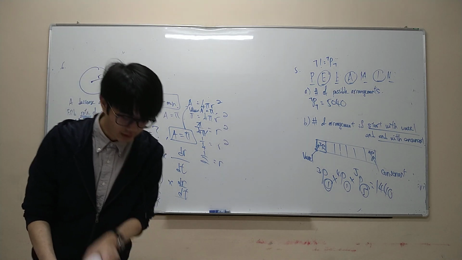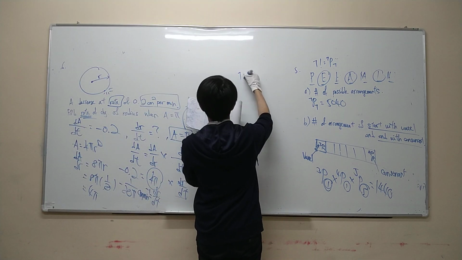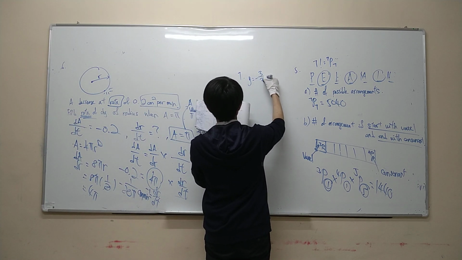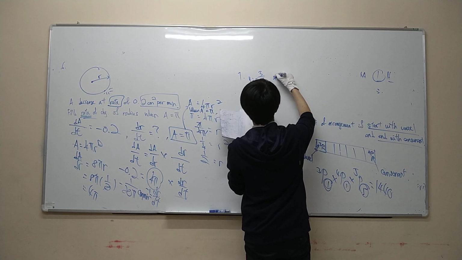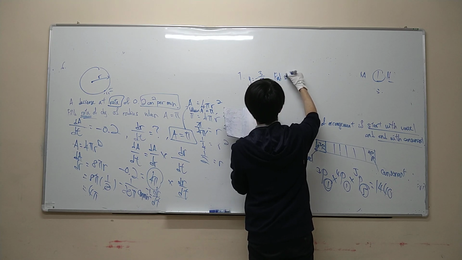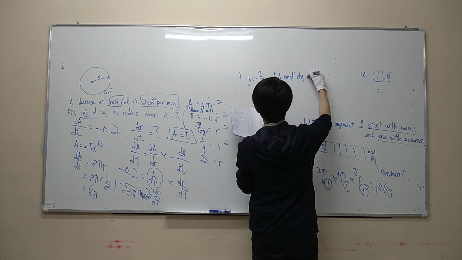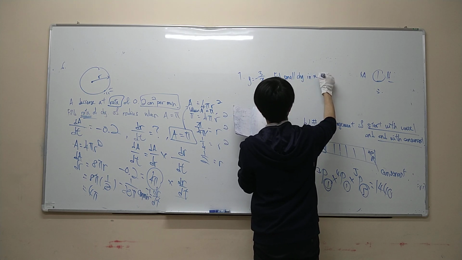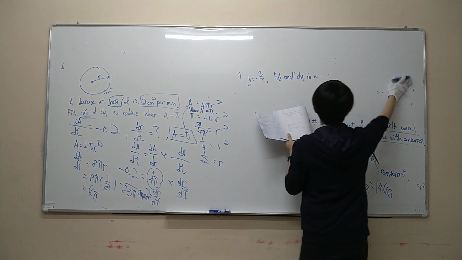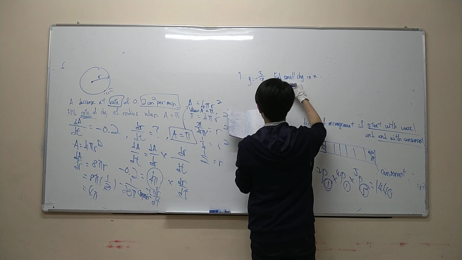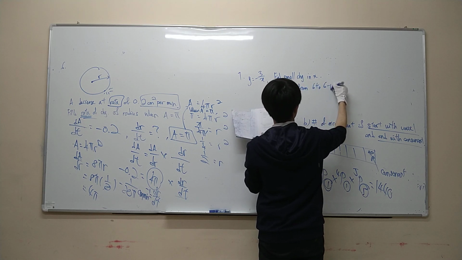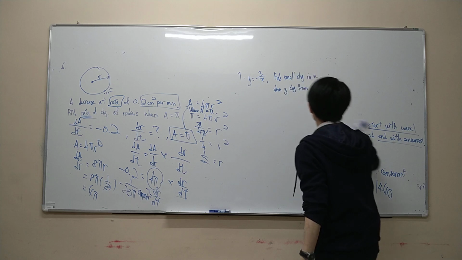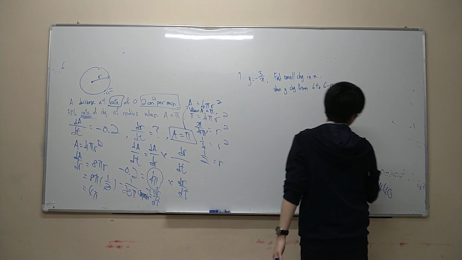Next, number 7. Okay, I roughly salin the soalan first lah. Okay, so find small change in x when y change from 6 to 6 minus p. Alright, let's start. That is the question. This is also differentiation, but alamak, this one so simple lah.